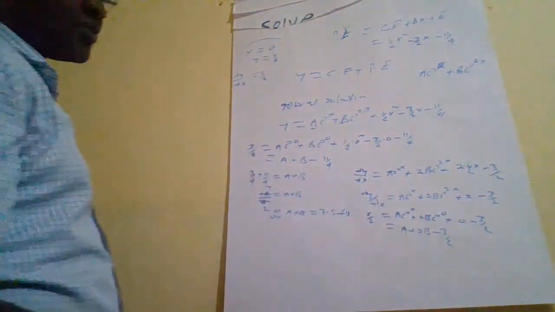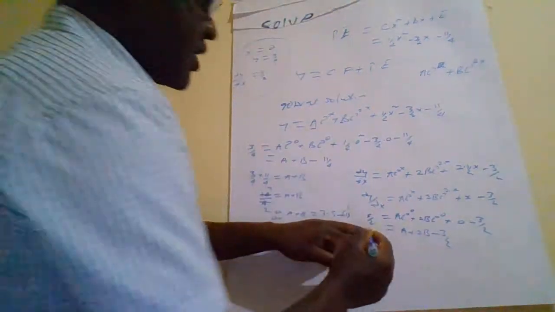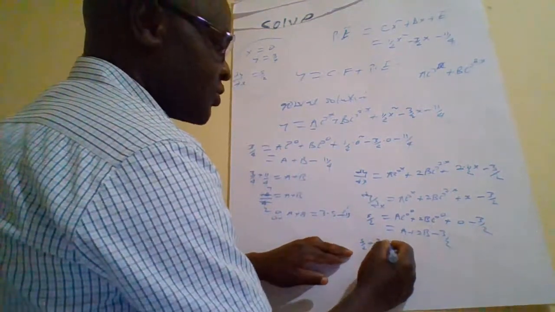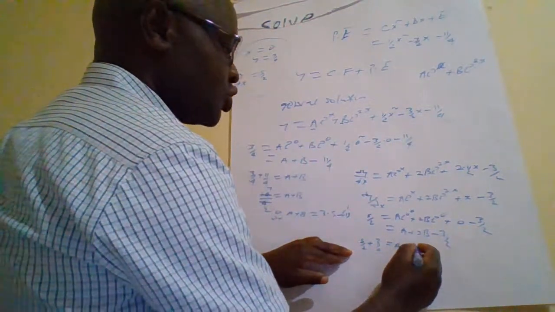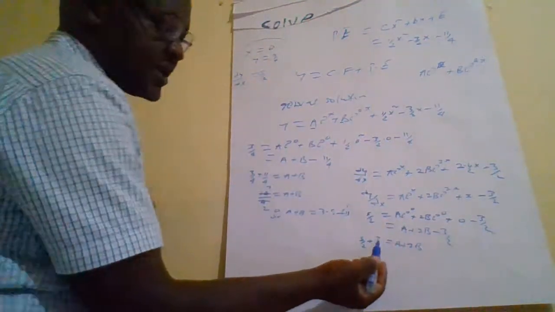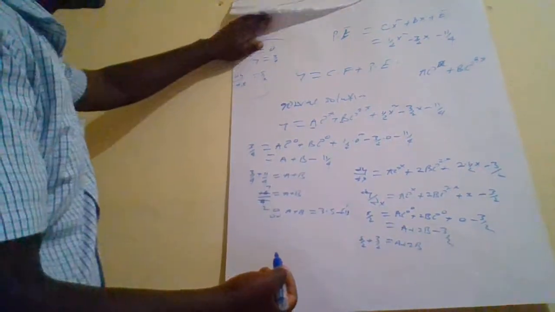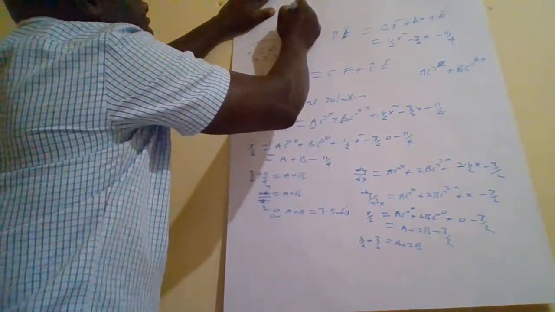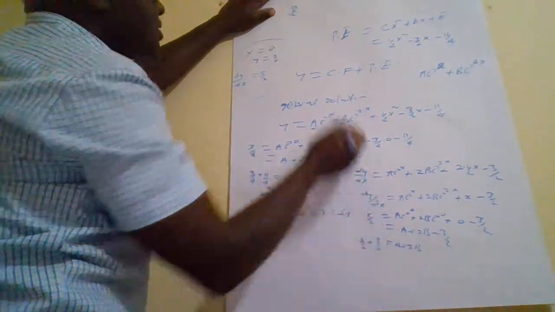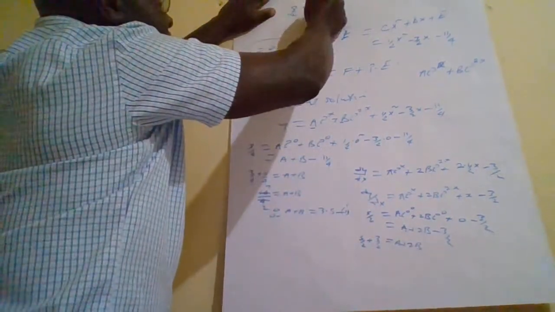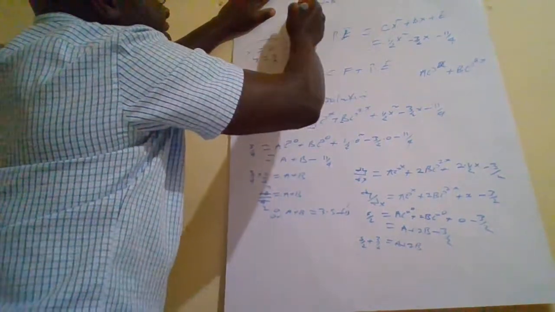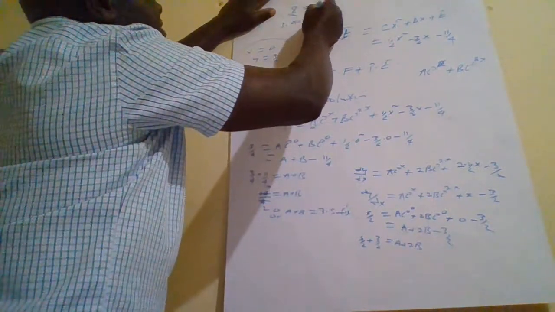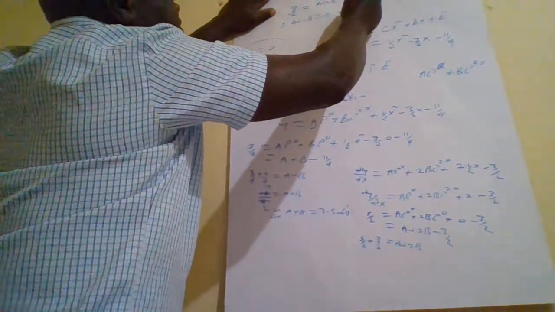So 3/2 crosses to this side and becomes positive, so that we have 5/2 plus 3/2 equals a plus 2b. When you add this, you have 8/2 equals a plus 2b. So this is 4. Therefore, a plus 2b equals 4. Call this one equation 2.